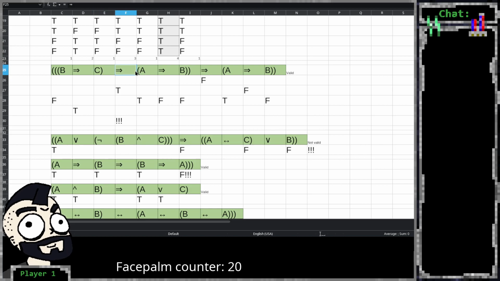B implies C implies A implies B implies A implies B.